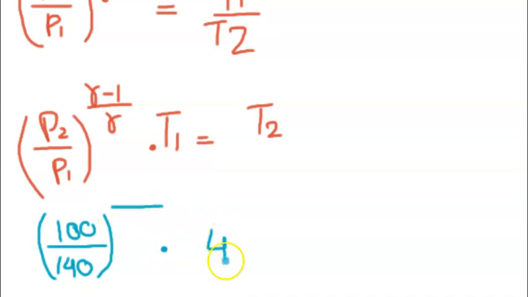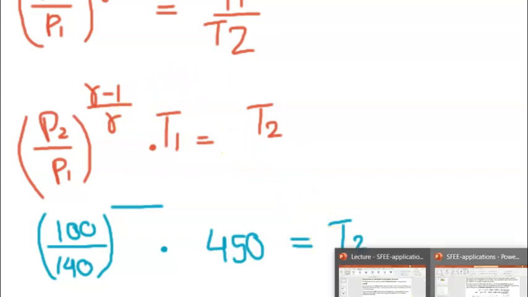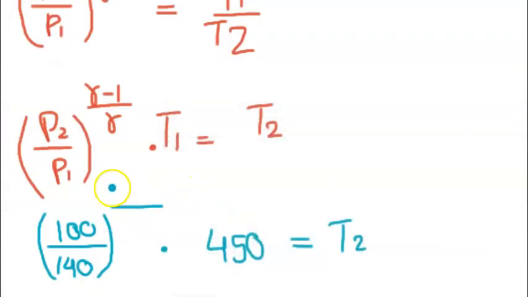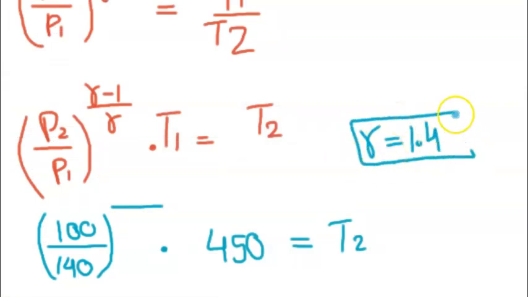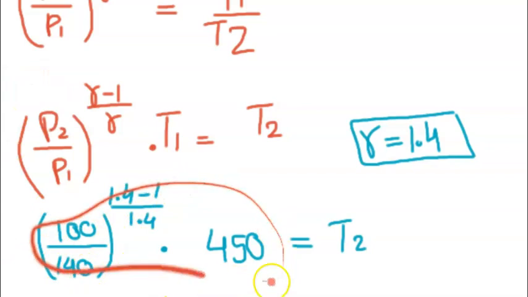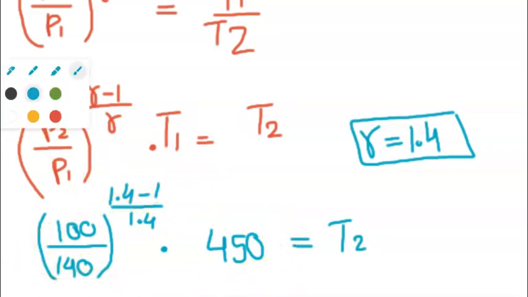Temperature 1 was 450. I don't know the value of the gamma. Gamma is an adiabatic index. Usually the value for the adiabatic index is 1.4. So I'm just going to put gamma equals 1.4, this value. So 1.4 minus 1, over 1.4. If you put all these bits as a single go in the calculator, that will give you the value for the T2.